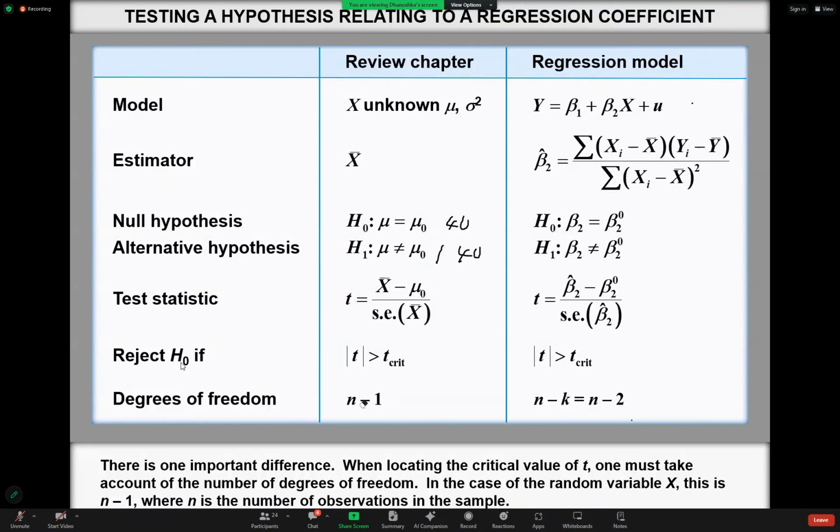Then the degrees of freedom, when you read the T table, is n minus k. Here n is the number of observations and k is the number of parameters, beta 1 and beta 2.